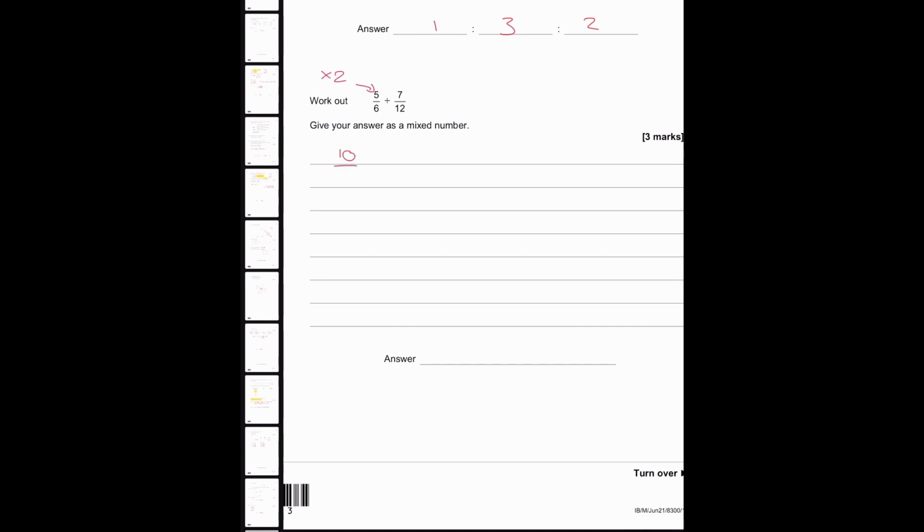Lucky for us, 6 goes into 12 if we times it by 2, so let's multiply the entire first fraction by 2. If we do this, we get 10 over 12. Now we have 10 over 12 plus 7 over 12. We can now simply add the numerators together. 10 plus 7 is 17, so that gives us 17 over 12.